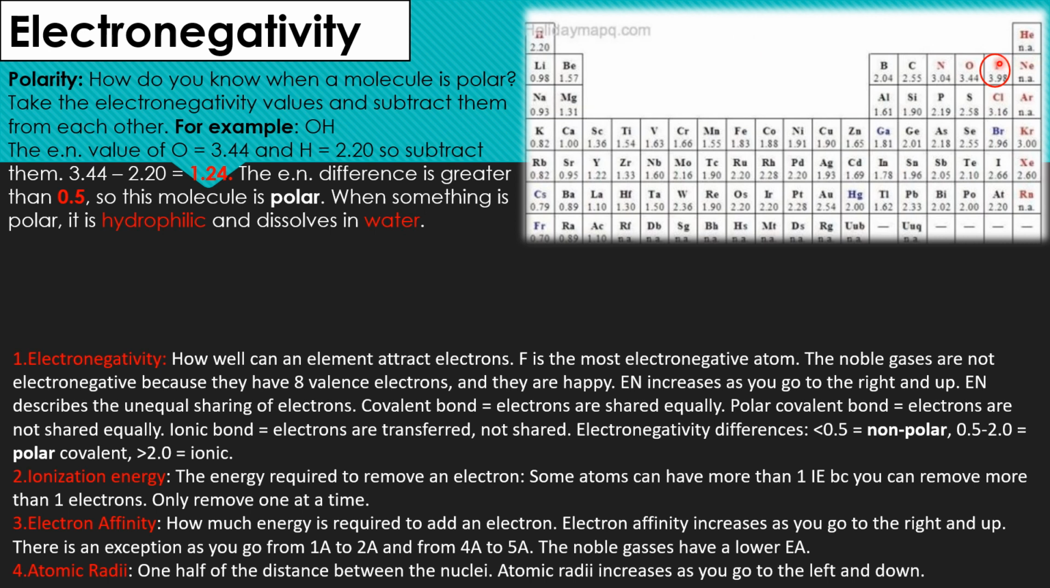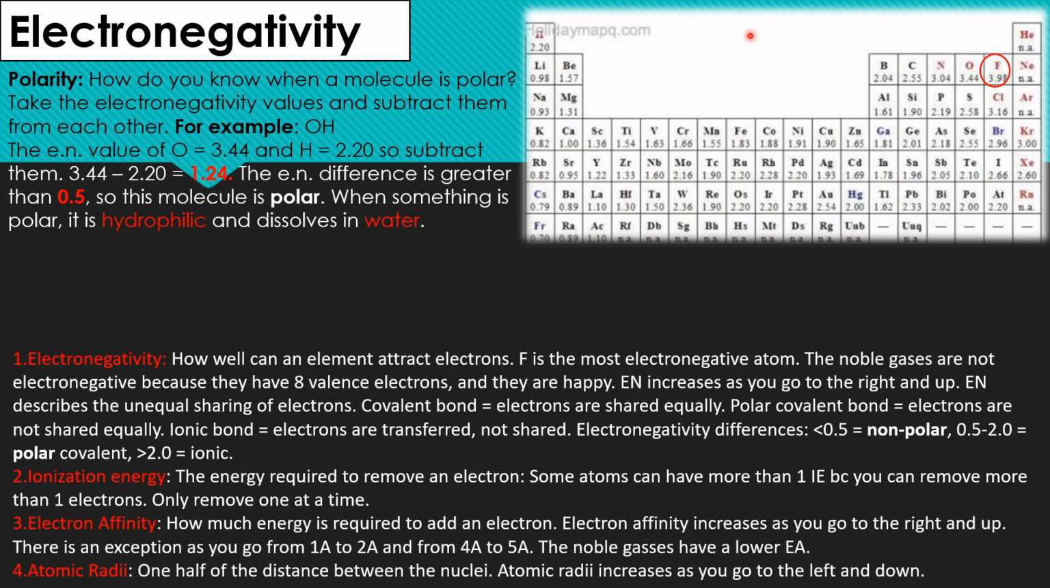You can see it right here. The electronegativity value is 3.98. The noble gases are not electronegative because they have 8 valence electrons and they're happy. Electronegativity increases as you go to the right and up. Electronegativity describes the unequal sharing of electrons.